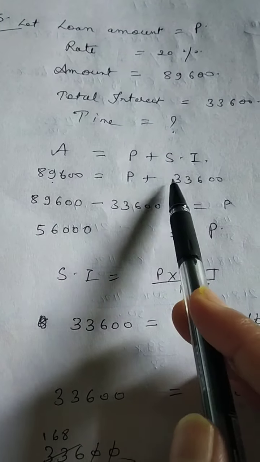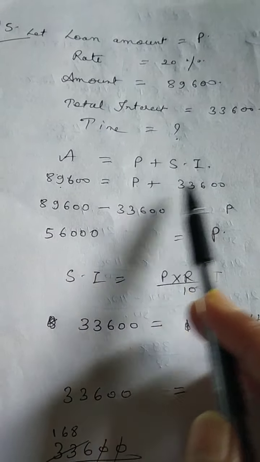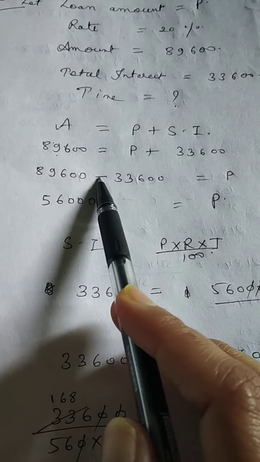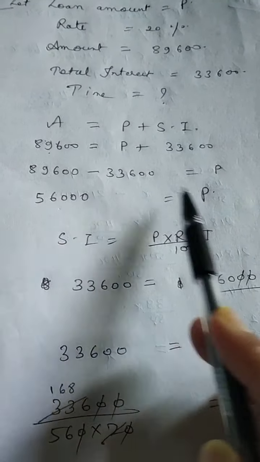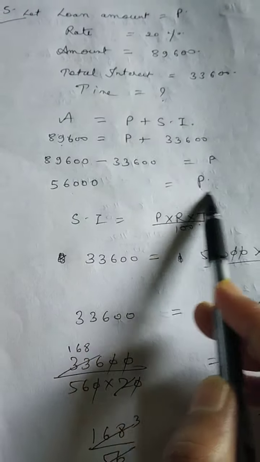Principal will be here only, this will go this side, it is in plus, it will come this side in minus. Now this minus this will be equal to this. Principal we have taken out.